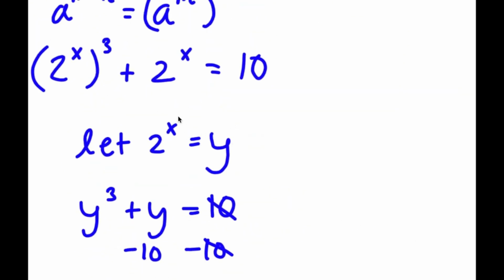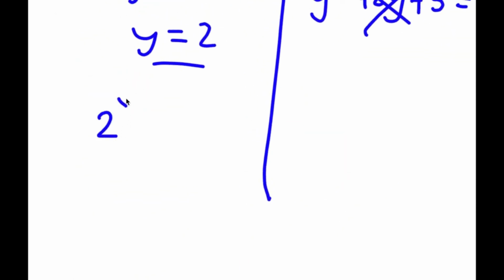Now remember how we set 2 to the power of x equal to y. So now I have 2 to the power of x is equal to 2, and 2 to the power of what is equal to itself? 1. So my solution is x equals 1.